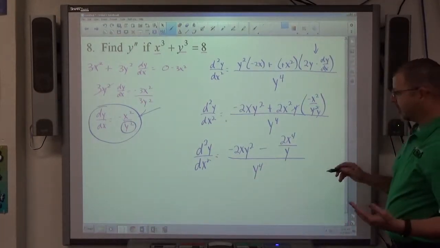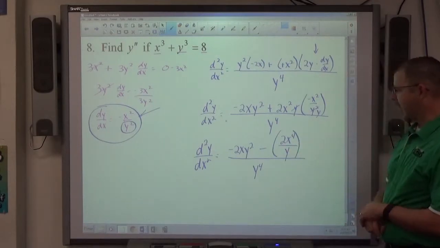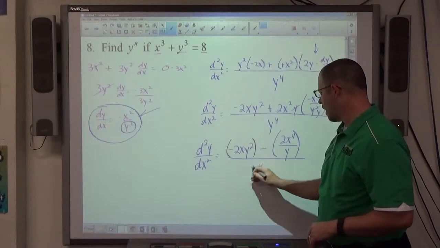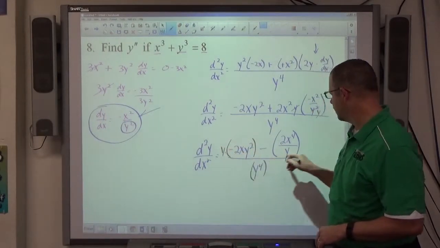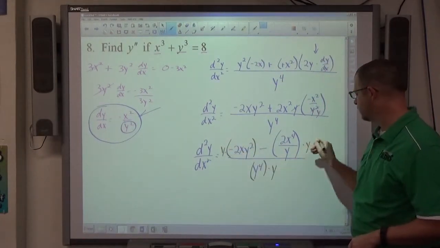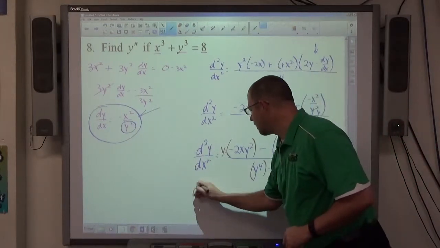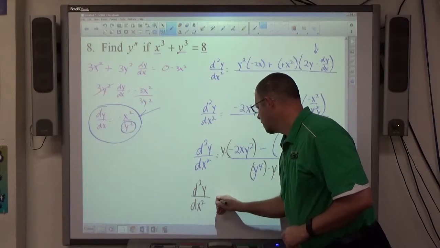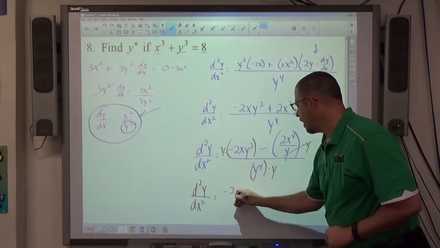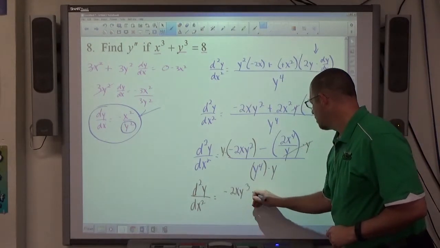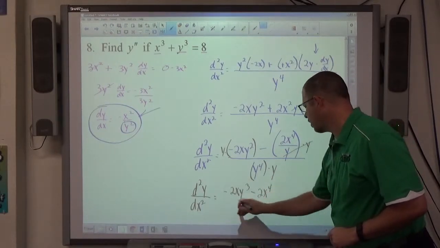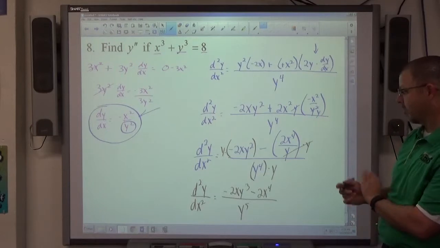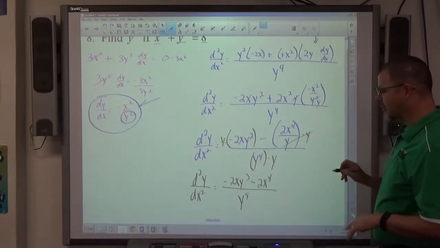And then I'm back to this fraction inside of fraction issue that we've had already in this test. So I'm going to multiply everything times y. So this times y, this times y, this times y. Those y's cancel. So I get my second derivative is going to equal negative 2xy cubed minus 2x to the fourth all over y to the fifth. And that's the second derivative there. I will give you almost full credit for that.